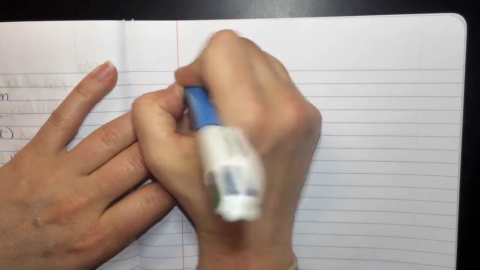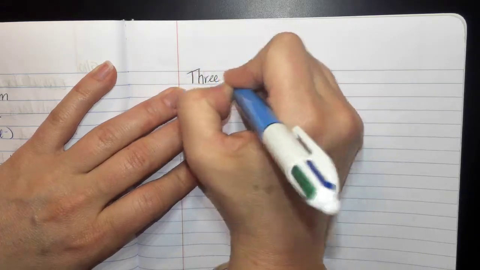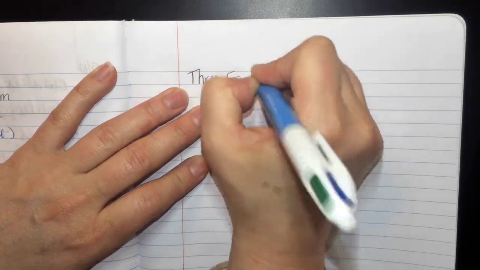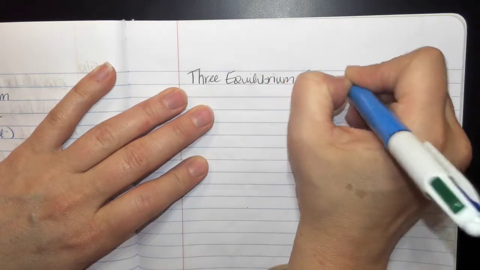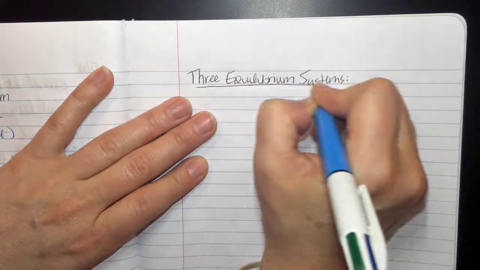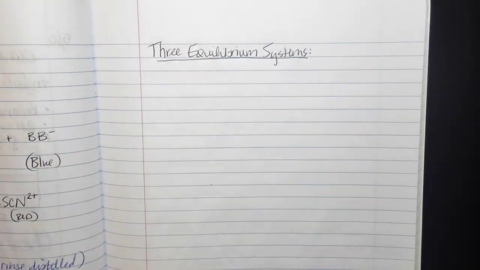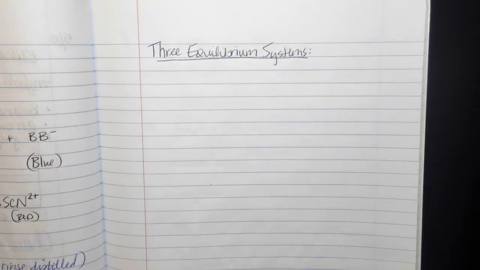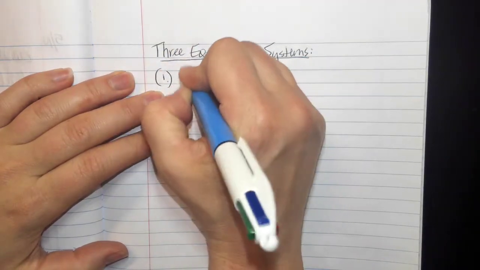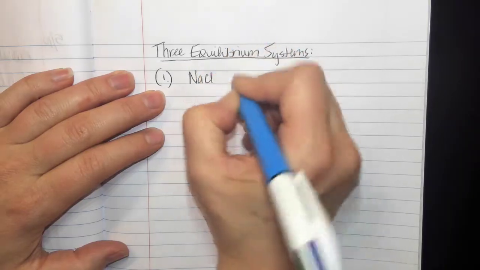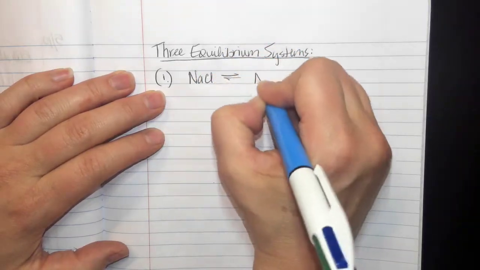There are 3 equilibrium systems. We are going to investigate and stress 3 equilibrium systems. The first equilibrium system is a saturated sodium chloride solution.